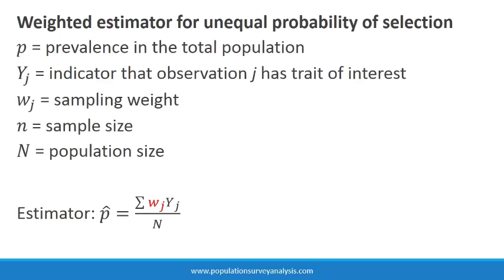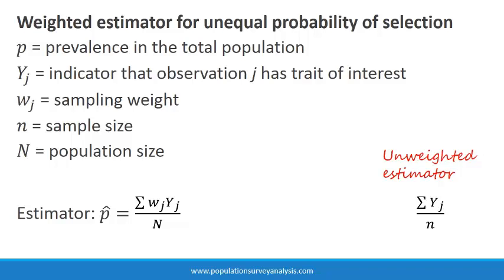The sampling weight is applied to each observation when estimating prevalence. Notice that the denominator of the weighted estimator is big N, the total population. This is different from the unweighted estimator presented in the simple random sampling video where the sample size little n was in the denominator. Another way to think about the unweighted estimator is that it has a constant weight, an equal probability of selection for each person in the population.